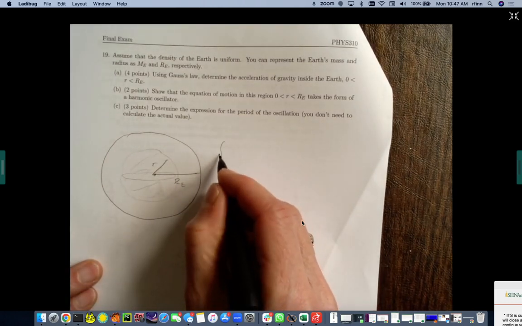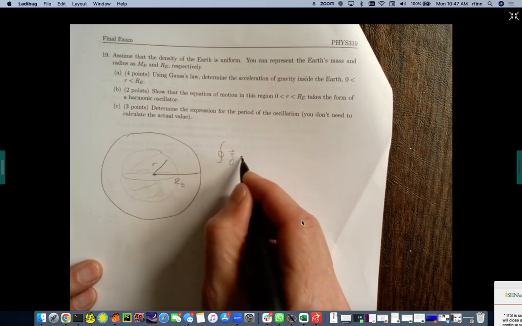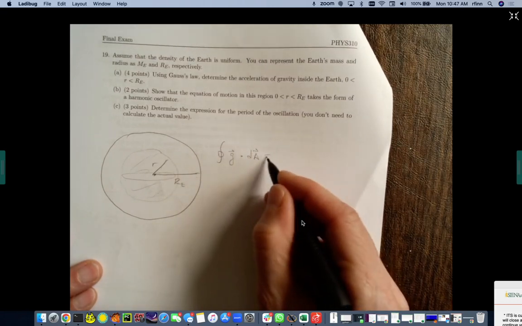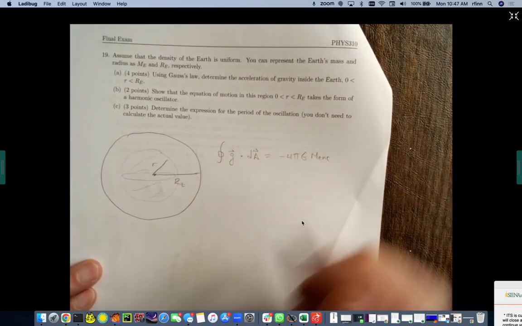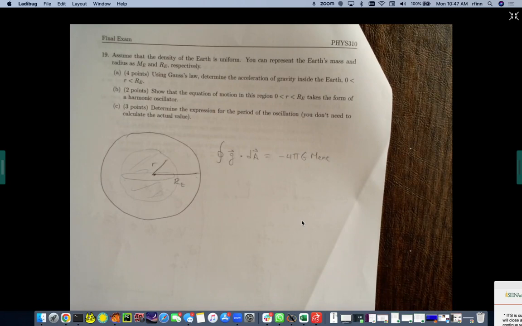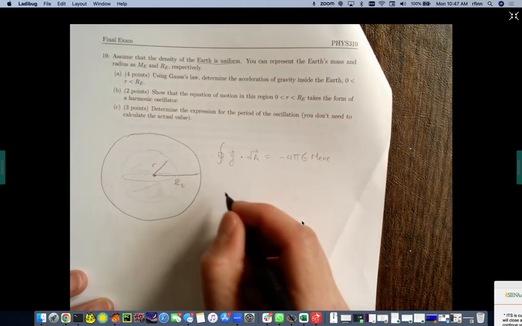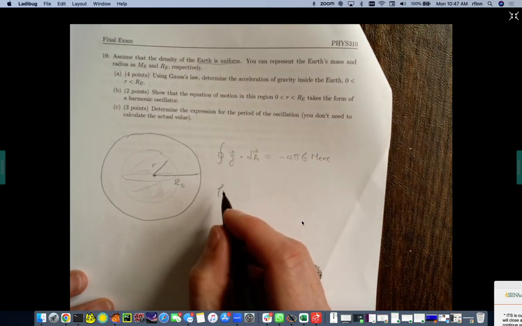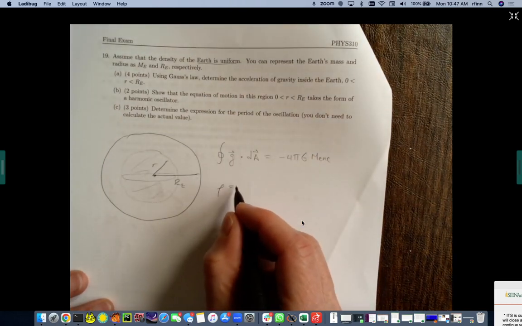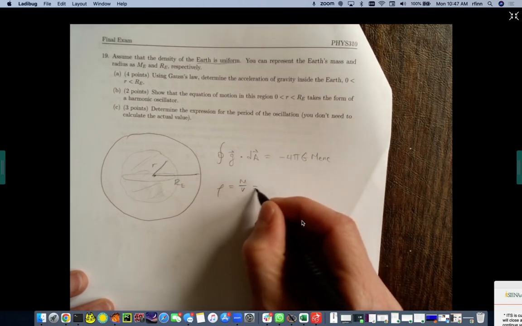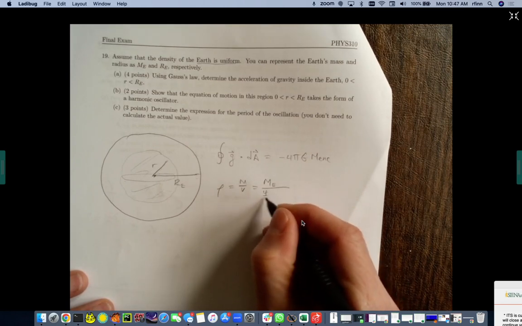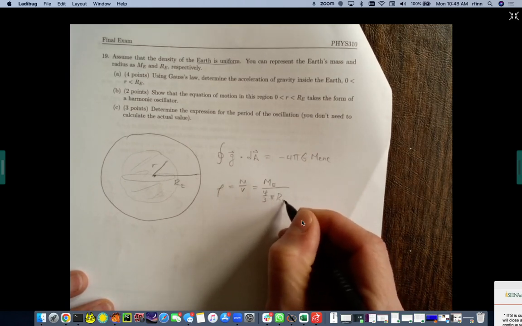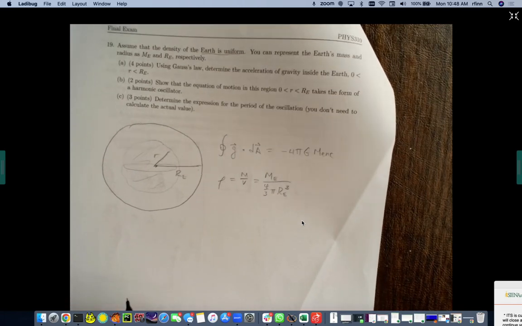So Gauss's law says the closed integral of g dot dA over my Gaussian surface is negative 4 pi G m enclosed. Okay, so the problem says that the Earth is a uniform density, not quite right, but we'll take that as part of the problem. So our density rho is in general mass over volume. So in this case, it is the mass of the Earth over the volume of the Earth, which would be 4/3 pi radius of the Earth cubed.